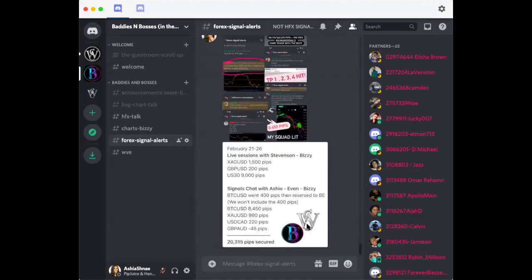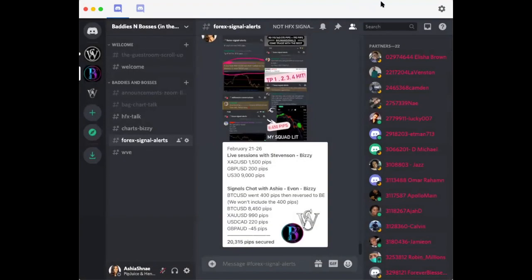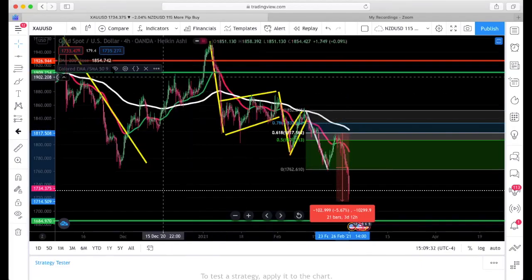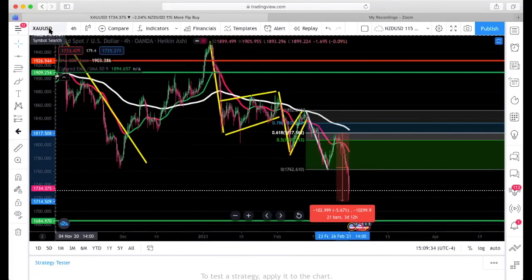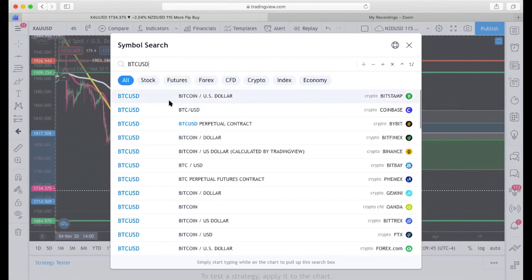However, from the signals that we did take, we caught over 20,000 pips, guys. 20,000 pips, just from leveraging the same system that I'm showing you right now. That's how easy this is. Once you understand how to use the Fibonacci, guys, you're going to be golden. You just have to know how to use it. And that's exactly what I'm teaching you all right now, is how to use the Fibonacci tool.